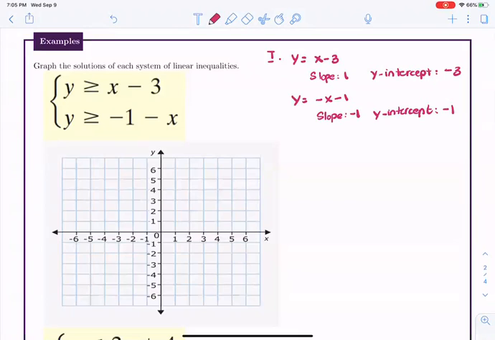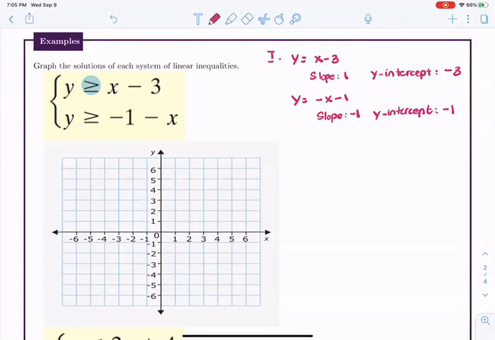Let's look at the first inequality. Should it be solid or dotted? It has to be solid because we see an equal sign there. So it has to be solid. And what about the second line? Well, that has to be solid also. One line at a time.